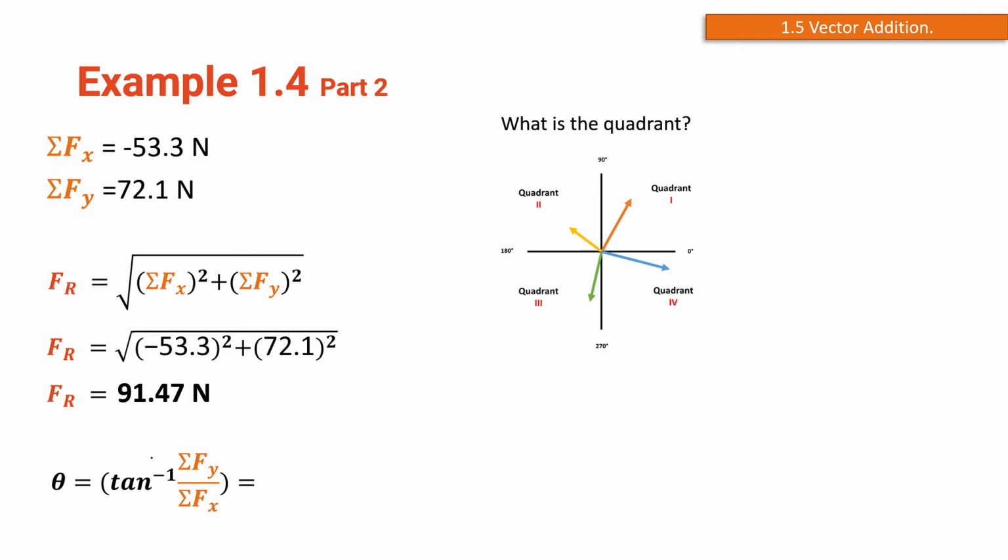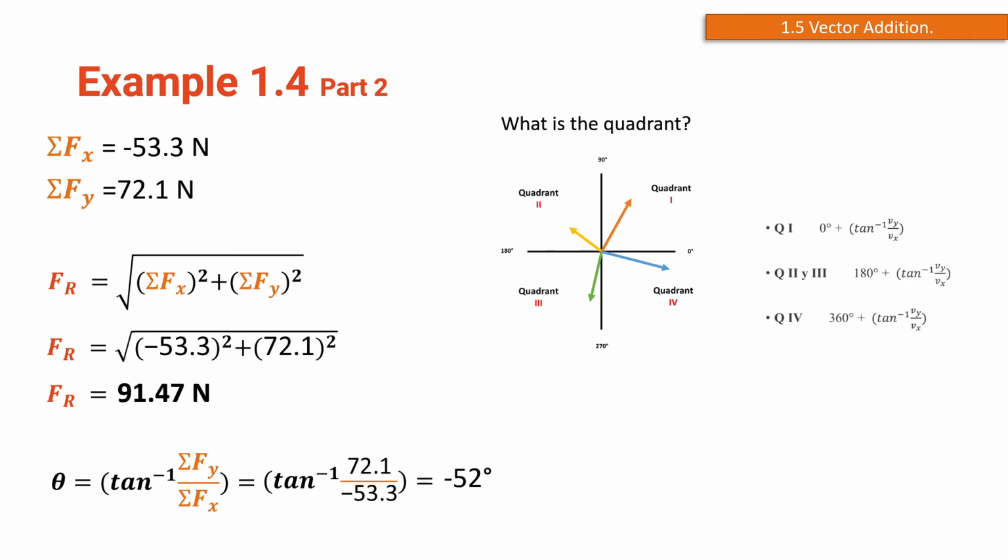The next part is about the direction. So you need to substitute the values like this: inverse tangent of 72.1 divided by negative 53.3. This is the inverse tangent of the summatory of the y components divided by the summatory of the x components of the force. And it is equal to minus 52 degrees.